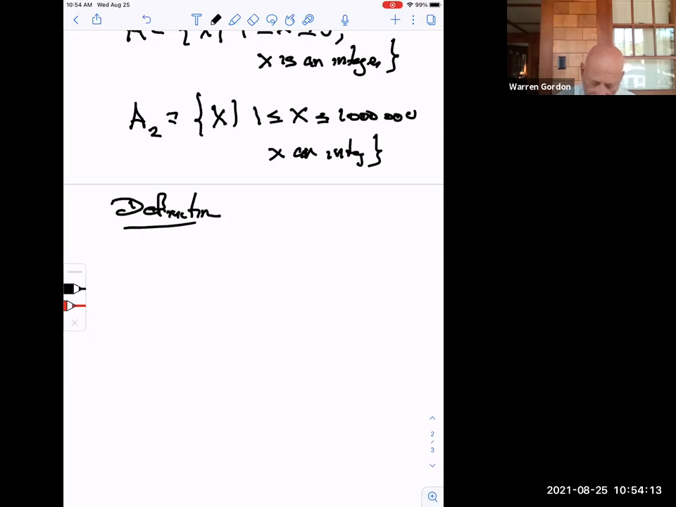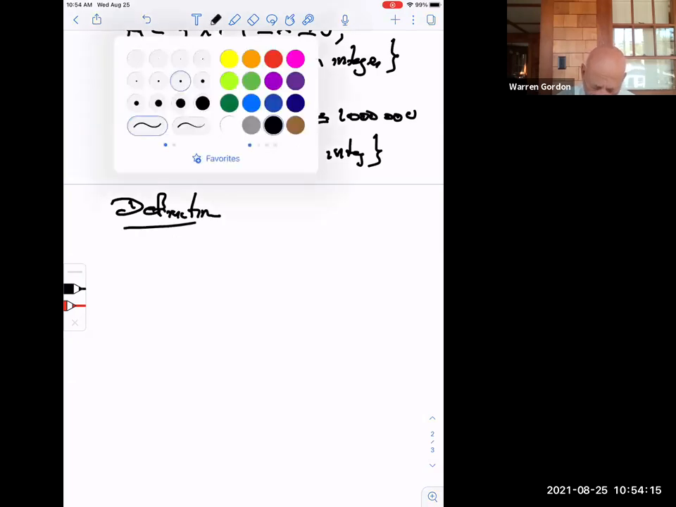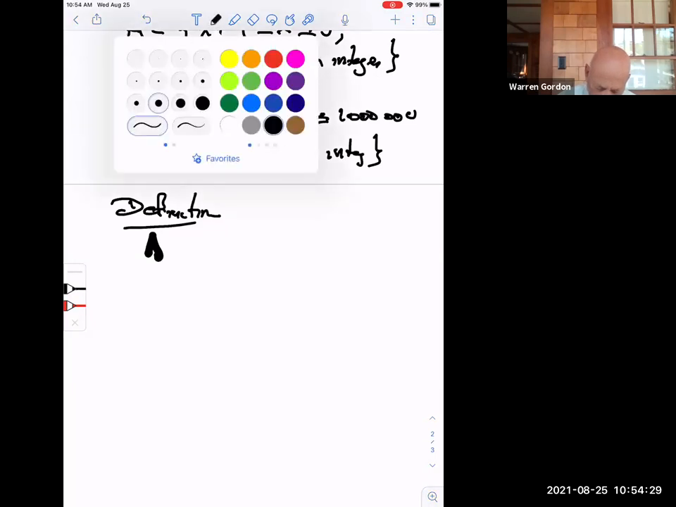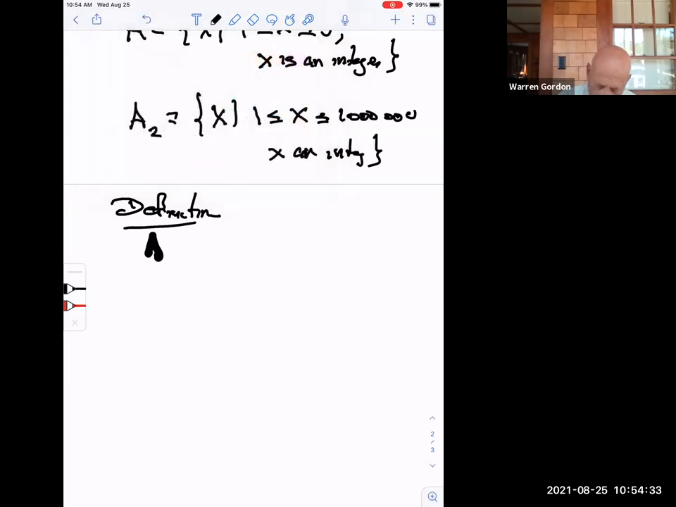I don't like the thickness here. Let's make this a little thinner. Oops, sorry. Okay. Why is it coming out so thick?